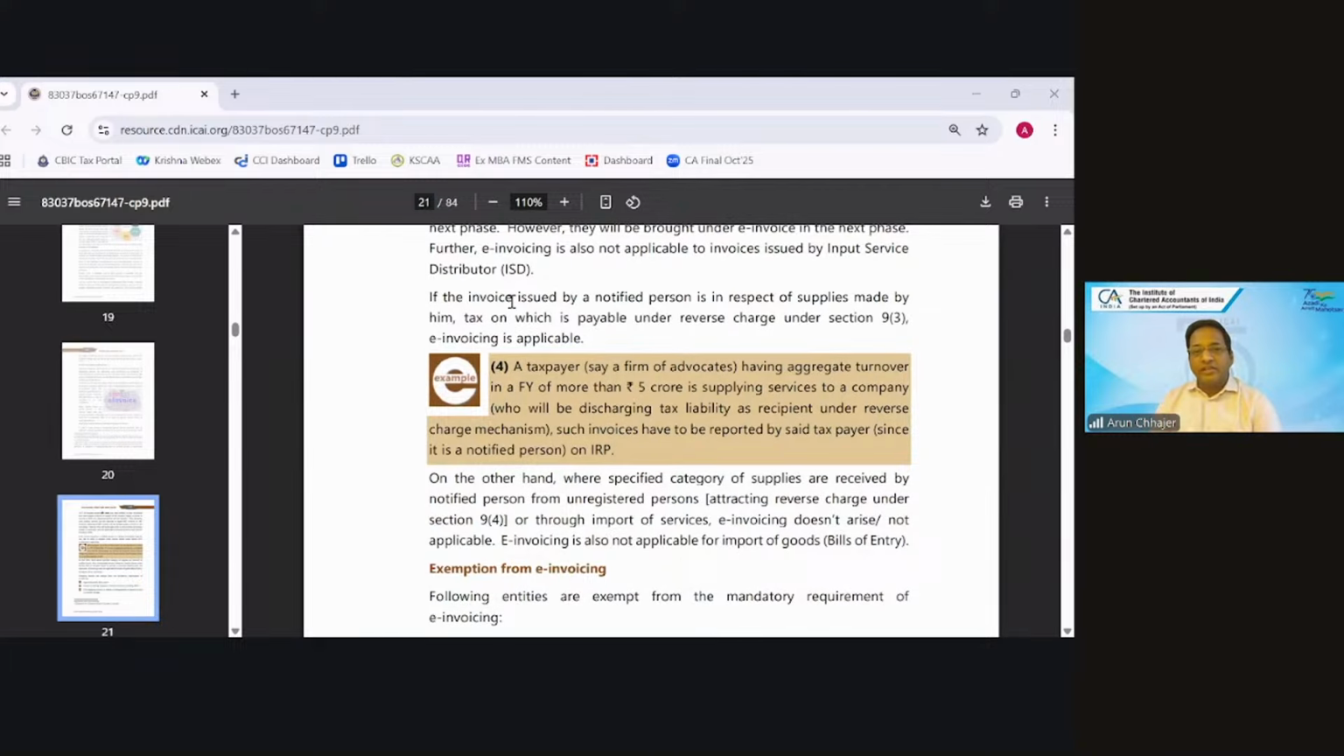If the invoice is issued by the notified person in respect of the supply made by him, tax on which is payable under RCM, e-invoicing is applicable. I hope it is clear. This sentence is from the supplier point of view. This sentence is not from the recipient point of view.